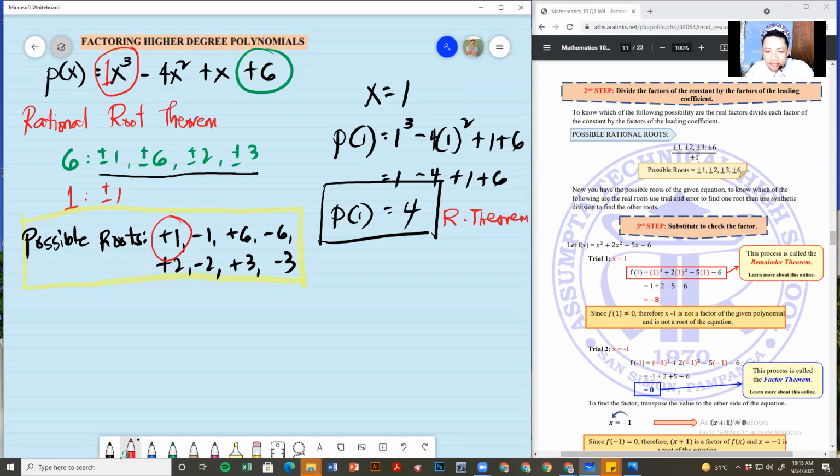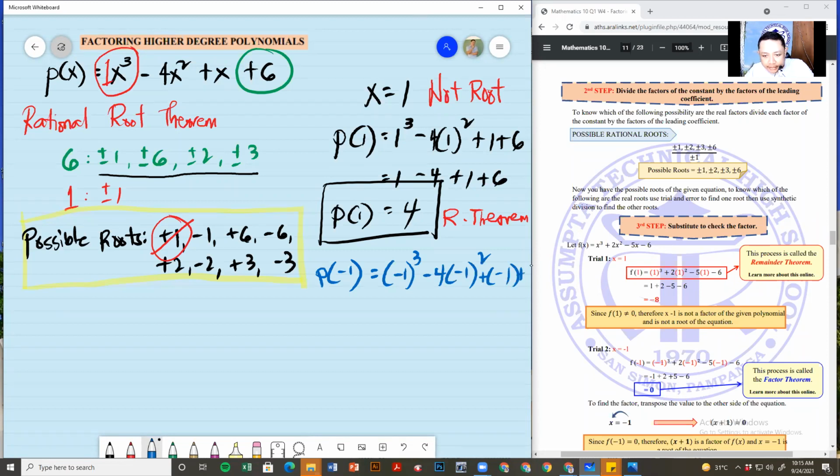Since it's a remainder theorem, for 1, the value of x is not a root, therefore, it is not a factor. It will not become a factor of the given. Let's try the next one. Let's try the -1. P of -1 is equal to -1 cubed minus 4 times -1 squared plus -1 plus 6.